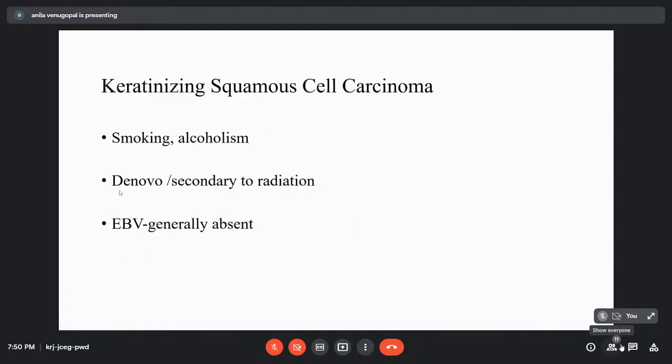Now about keratinizing squamous cell carcinoma. This is not as common as the non-keratinizing, and this has altogether a different etiology. Like the rest of the head and neck cancers, smoking and alcoholism are the causes of this keratinizing squamous cell carcinoma. It can arise de novo or rarely secondary to radiation also. And generally, EBV is absent or low in keratinizing squamous cell carcinoma, and that is why it has a worse prognosis than the non-keratinizing.